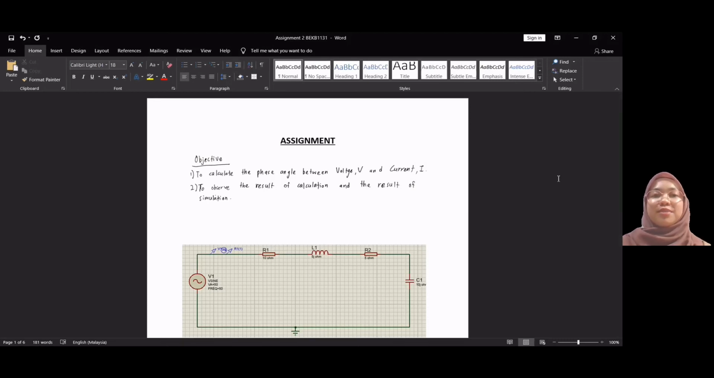Today I'm going to discuss the assignment. First of all, I'm going to tell you about the objectives for this assignment. First, to calculate the phase angle between voltage and current. Second, to observe the result of calculation and the result of simulation. Okay, next I'm going to pass to Surinder.